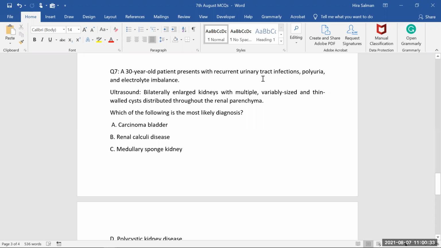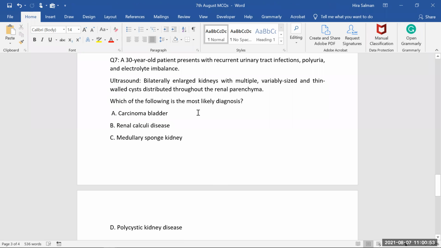So this patient was having renal compromise based on the renal symptoms. For the renal symptoms, we advise ultrasound, and on ultrasound, if you see clearly, it is mentioned: multiple variably sized and thin walled cysts. Now they have a clear diagnosis for you that this is a case of polycystic kidney disease.